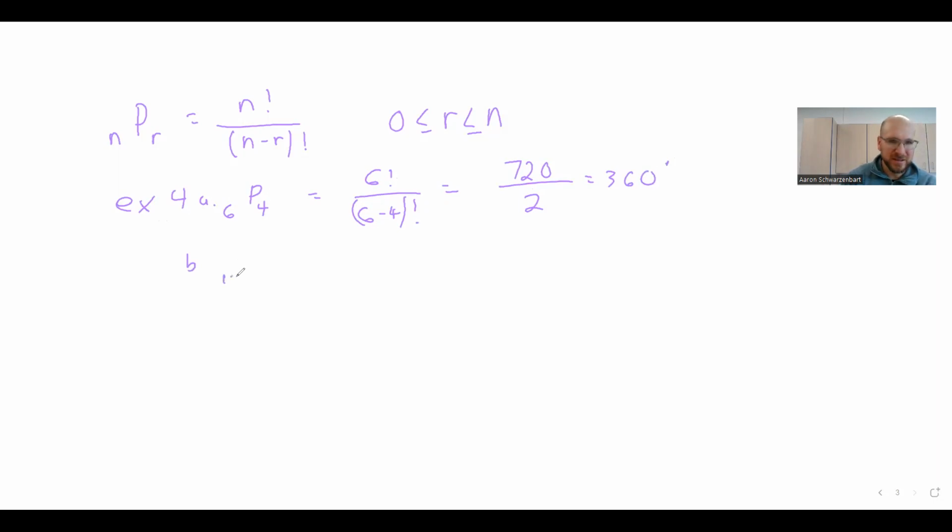Part B, 11P3. That's 11 factorial over 11 minus 3 factorial. That's 11 times 10 times 9 times 8 factorial on top, and the bottom is going to be 8 factorial. And I'm just stopping at 8 factorial because I've got an 8 factorial on the bottom and stuff can cancel. So now I've got 11 times 10 times 9, which is 990.